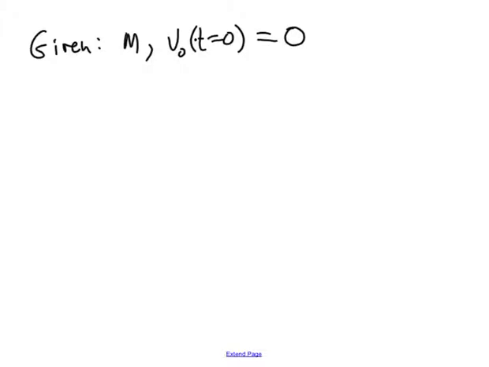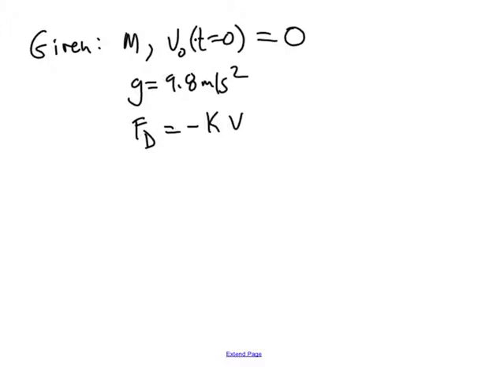It will be falling under the influence of gravity of the Earth, so we'll just take g as gravity, 9.8 meters per second squared. And we will take the force of air resistance, which I'll call F sub d, to be simply minus some constant k times the velocity of the ball.